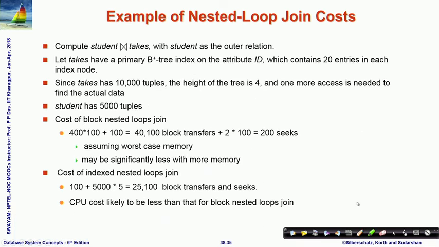So, here is an example with the same students and takes example. It shows that if you work out the cost of block nested join, then you have 40,100 block transfers and 200 seeks, whereas if you do the indexed one, assuming that the smaller relation, the inner relation, has an index, then you have 25,000 block transfers and seeks. So, this will turn out to be a naturally more efficient way of implementing the join.